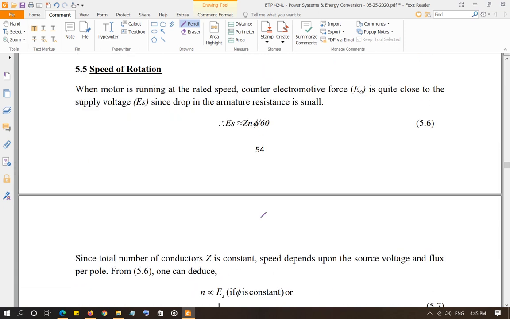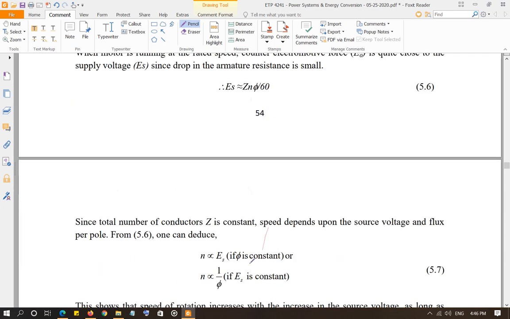So from here, we see that the number of conductors in the armature is not going to change unless you physically change the number of conductors. Flux is not going to change, because if you have a separately excited motor, or any motor which is providing constant voltage to establish the field, and as long as that voltage does not change, the field current is not going to change, and your flux is not going to change. So if we keep flux and conductors constant, then you can see from this relationship that the speed of rotation is directly proportional to ES, or in other words, directly proportional to E naught, if again we keep the flux constant.